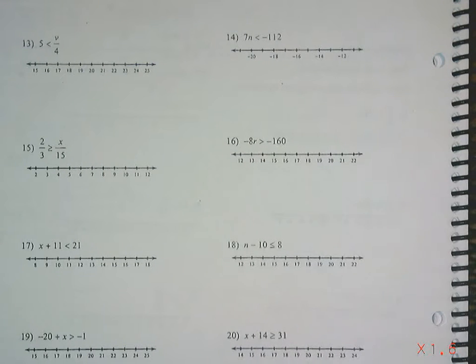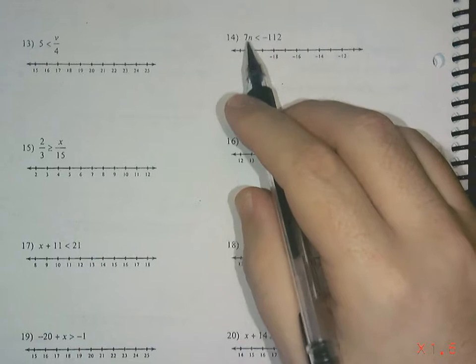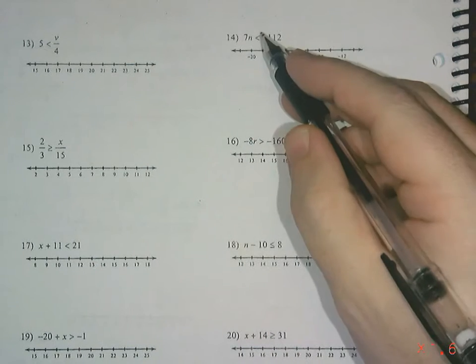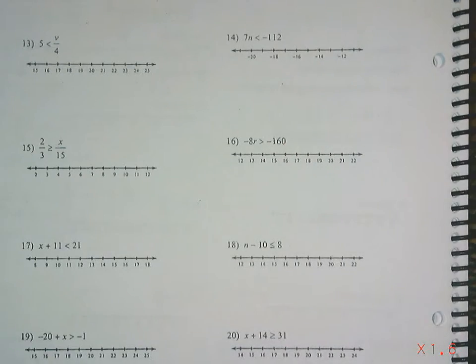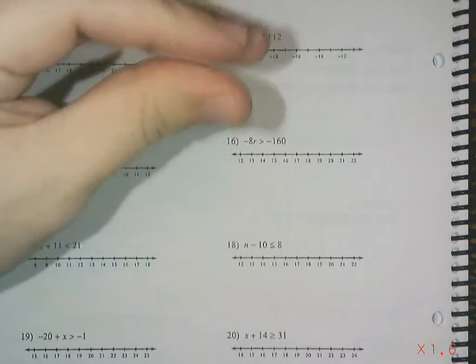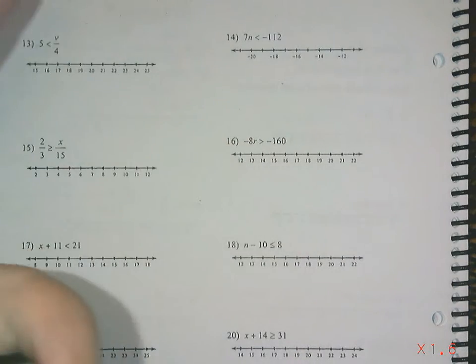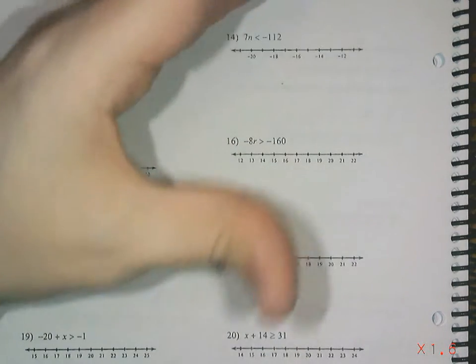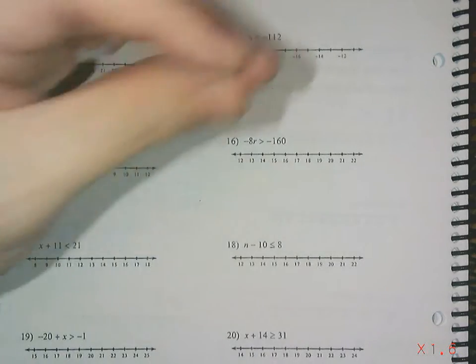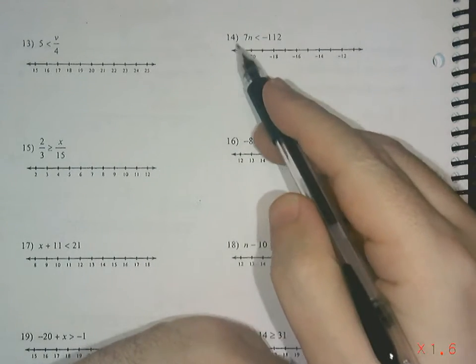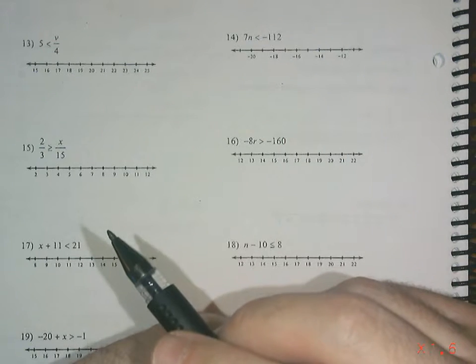So first of all, let's try solving an inequality. If we look at this one right here, number 14, we've got 7n, and this technically means less than, because again, if you think of this like an alligator mouth, the alligator's always going to eat the bigger number. So it's eating a negative 112, so that means negative 112 is the greater number. That means this side is less than negative 112.